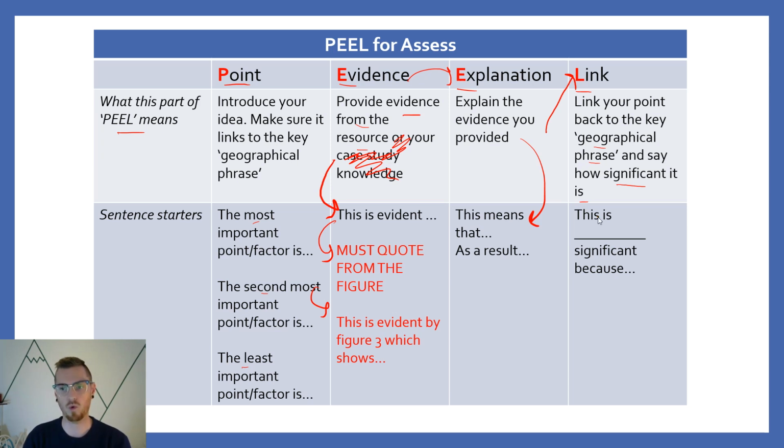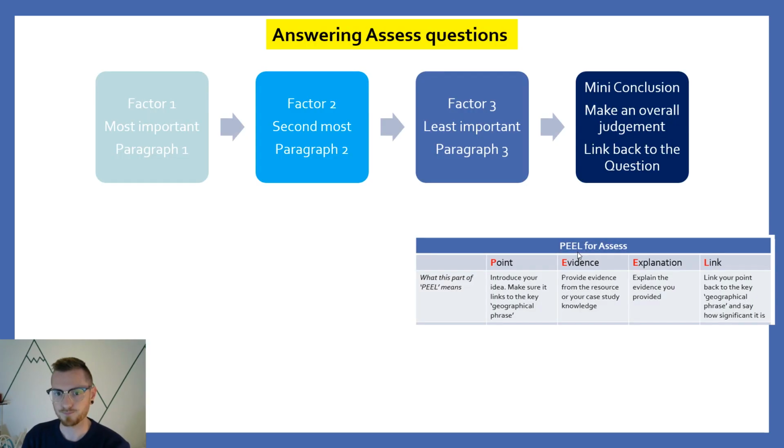How important is this point overall? So I would say something like this is minimally important or minimally significant, averagely, largely, massively significant because. So I'm going to go point, evidence from the resource, quote a figure, explain it with a key phrase, this leads to, this means that, as a result, and then I'm going to tie back in 2-3 sentences back to the question, back to the main geographical phrase of the question, and just say overall why that point was important, because judgment gets you throughout an assessed question into the top level.